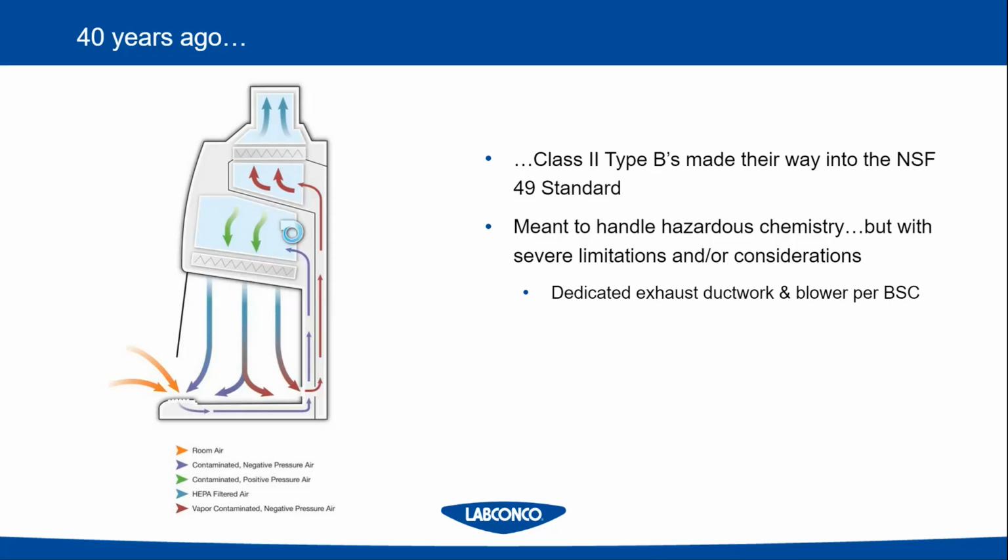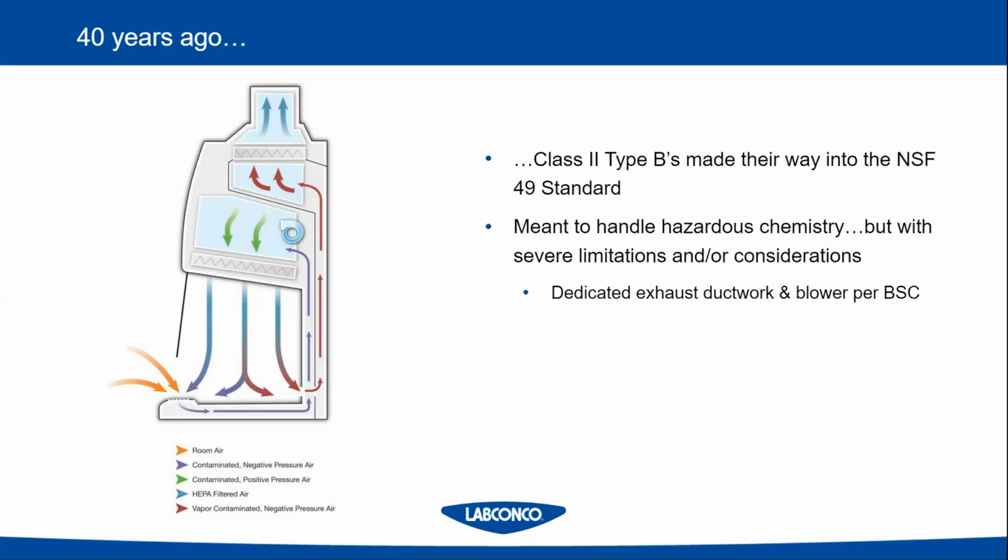So about 40 years ago, type B biosafety cabinets were developed. These are kind of dual biosafety cabinets. The work surface is partially exhausted through the back, but is partially recirculated through the front, just like a type A2. All of the exhaust air is drawn out of the biosafety cabinet and out of the building through ductwork and a fan on the roof.